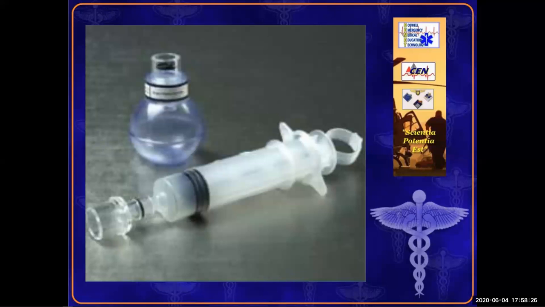The plunger syringe works the same way. Rather than just allowing it to re-expand by itself, you actually pull back on it. If you feel resistance, you think esophagus. If the plunger pulls back nice and easy, you're like, okay, trachea.